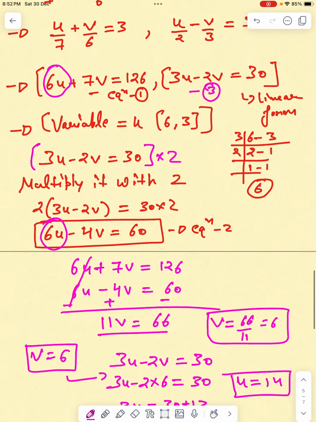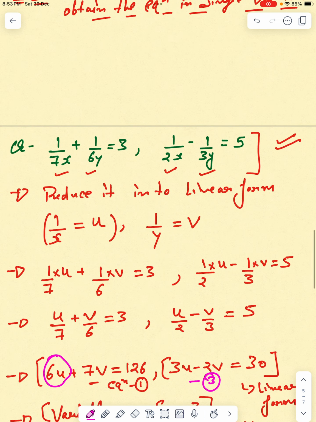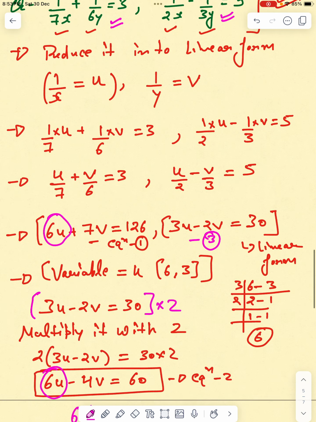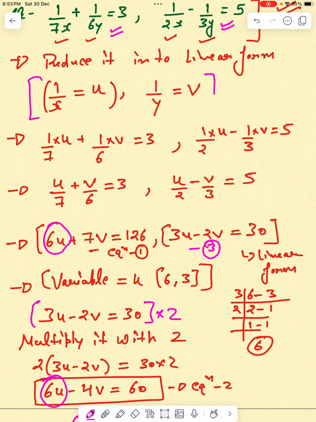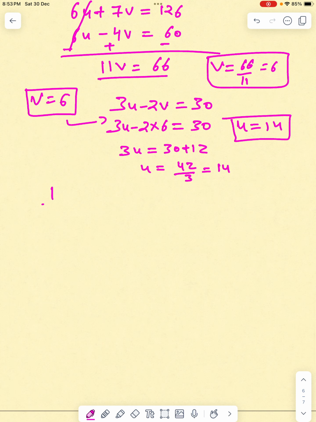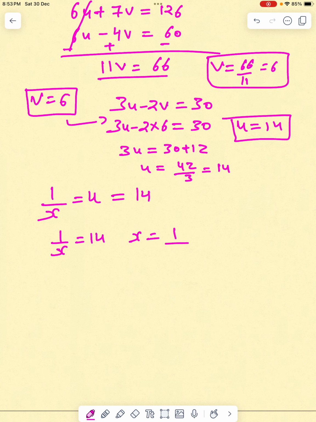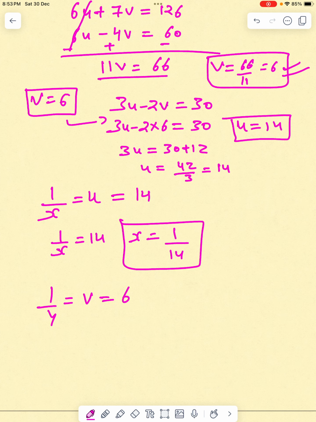Since the given pair of linear equations, or system of equations, is in the variables x and y, we have to find the values of x and y. Since we have assumed that 1 upon x is equal to u and 1 upon y is equal to v, put the values of u and v at this place. So 1 upon x is equal to u, which is 14. So x is equal to 1 upon 14, right? Similarly 1 upon y is equal to v, which is 6, or y is 1 upon 6.